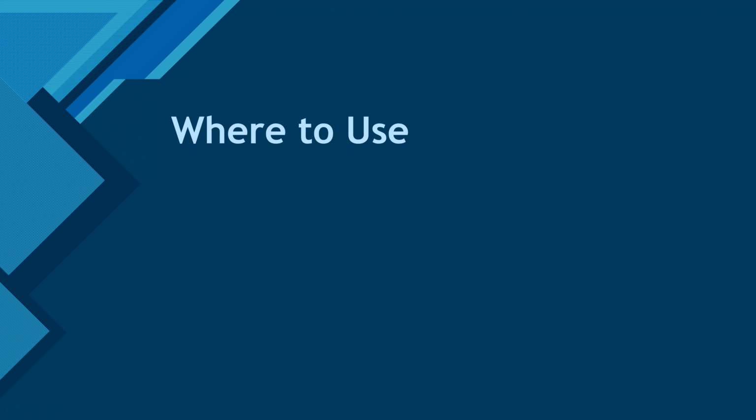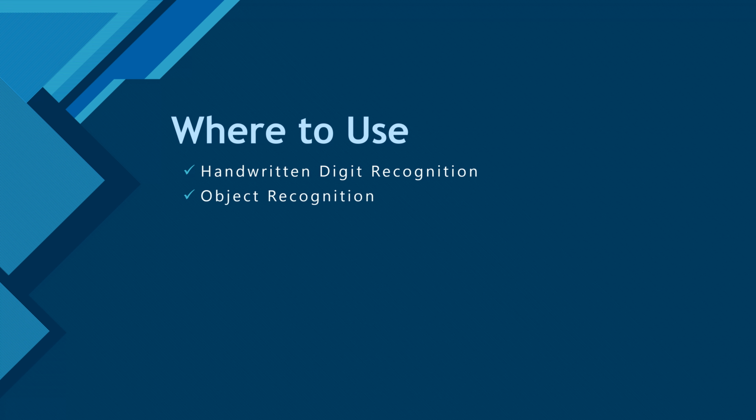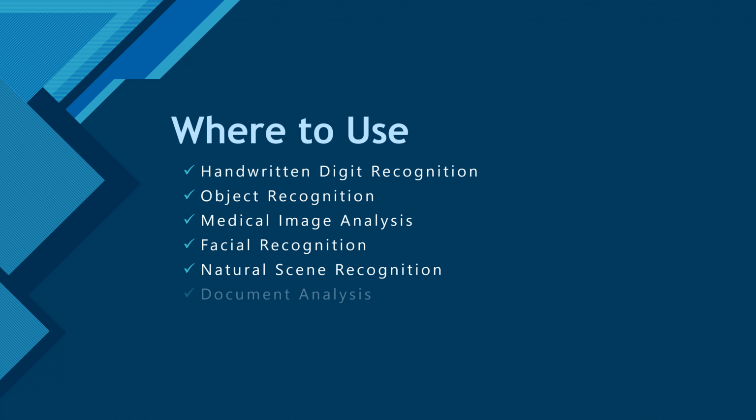Neural networks are transforming the world in ways we see every day. In handwritten digit recognition, they can identify numbers like in the MNIST dataset. They're used in object recognition, detecting and classifying items in images. In healthcare, they assist with diagnosing diseases through medical scans. Facial recognition technology helps in security and identity verification. Neural networks also enable machines to understand natural scenes, analyze documents, and improve industrial automation. Even in art, they help identify styles and detect forgeries.